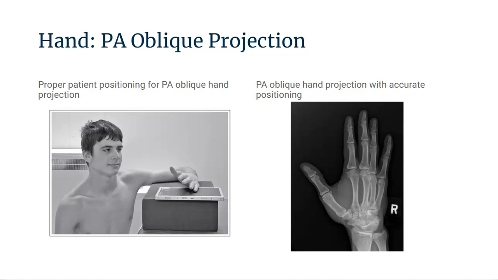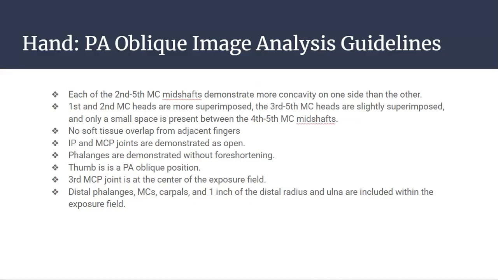The phalanges are demonstrated without foreshortening. The thumb will be in a PA oblique projection. The 3rd metacarpal joint is at the center of the exposure field. Distal phalanges, metacarpals, carpals, and 1 inch of the distal radius and ulna are all to be included within the exposure field. Here are those image analysis guidelines for your review.